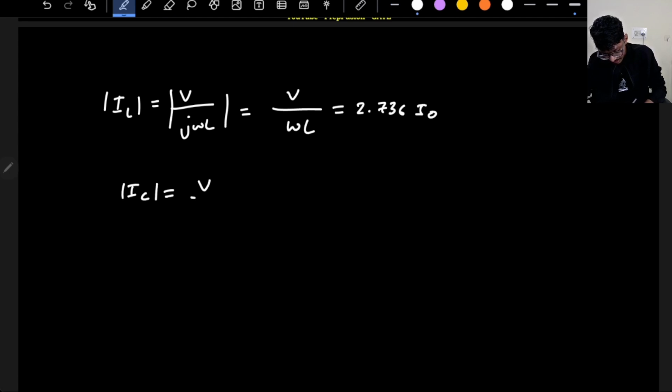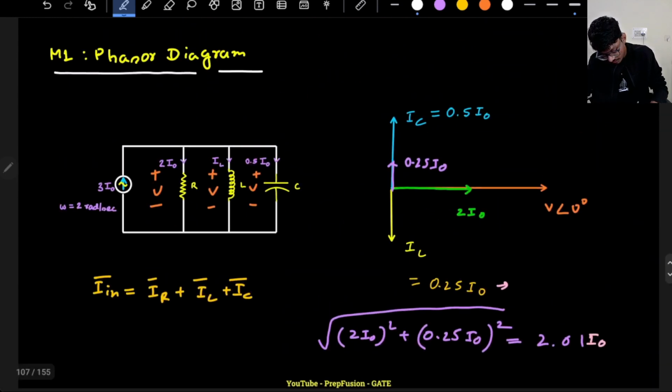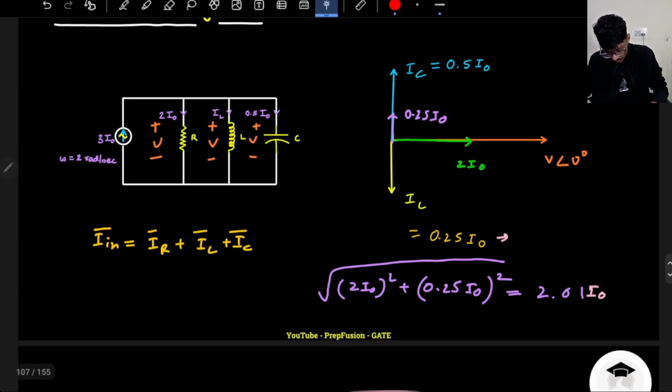Also, one more thing, the capacitive current. The capacitive current is again V by its capacitive reactance. Its capacitive reactance is 1 by j omega C, correct? So this will come out to be omega C V, because the magnitude of j is 1 only, and this is equal to the magnitude of the capacitive current, which is given as 0.5 I naught.